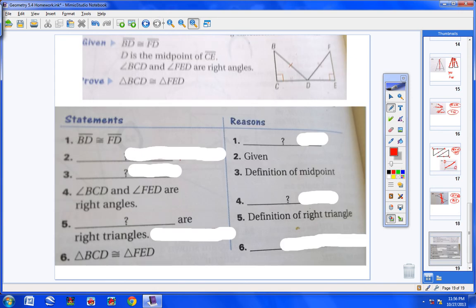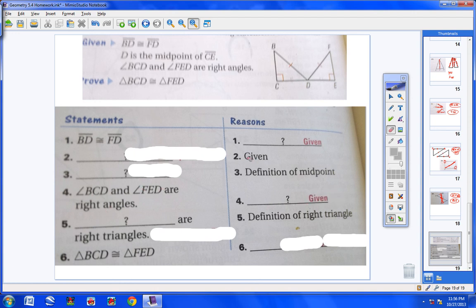So here we go. Let's quickly do this. First of all, let's go through and do some easy stuff first. I see in my given right here I have BD congruent to FD. Here's BD congruent to FD, so I'm going to go ahead and erase that. It should be your given. And then look right here. BCD and FED are right angles. We'll look right here at 4. BCD and FED are right angles, so I know this is your given also.